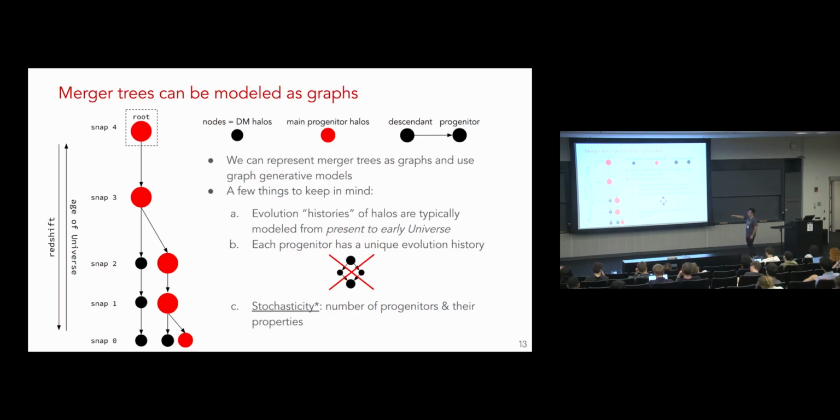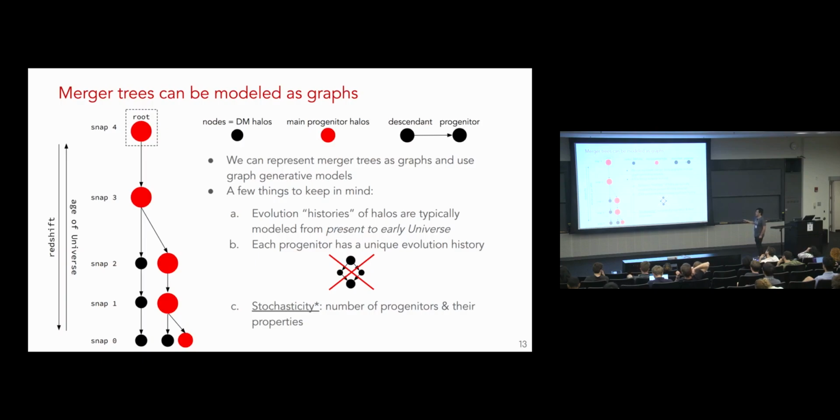So you can represent a merger tree as a graph, and you can try to use graph generative models on it. But there are a few things you need to keep in mind when dealing with this kind of tree structure. One, just so everyone's on the same page: in galaxy formation, we are weird. We use the word history very weirdly, because when people generate merger trees, we go from present day to the past, from present to early universe. By that terminology, a descendant halo is this halo, and if it evolved from a halo here, then that halo is called a progenitor halo.